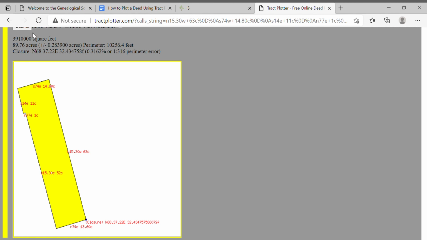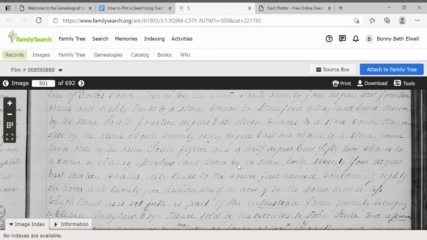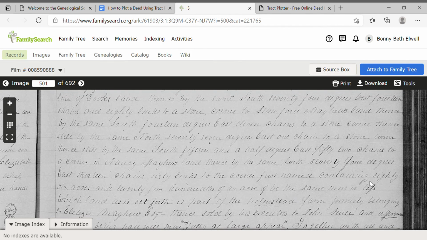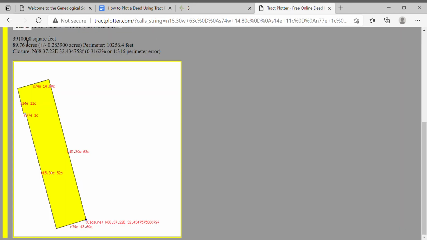So if we look here, we can see that it's 391. Well, a very large number of square feet. I guess that's 3,900,000. Well, at any rate. Okay. And the other thing it shows is the acres. Notice that it's 89.76 acres. Now this is very useful because if we look back at our deed, it tells us that it contained 86 acres and 25 hundredths. So were we close?